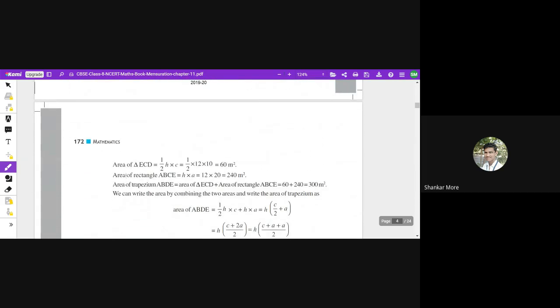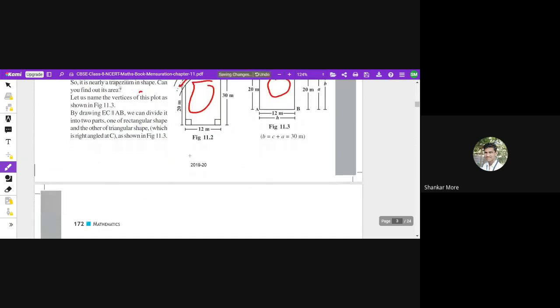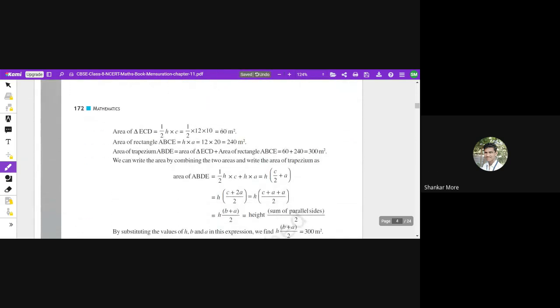See, first of all we have to find out the area of triangle ECD. So first find the area of ECD, after that find the area of rectangle ABCE, first of this triangle, and then this rectangle. This is how we have to find the area. So the area of the triangle is 60 meter square, the area of the rectangle is 240 meter square. Now the area of the trapezium is going to be the addition of both, that is, approximately 300 meter square would be the area of the trapezium.